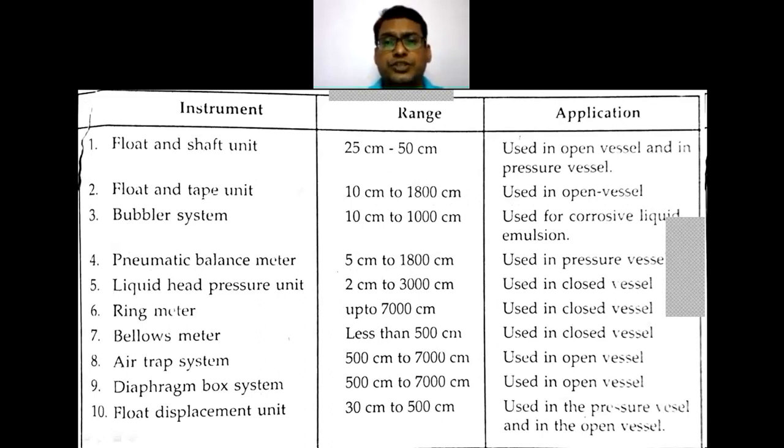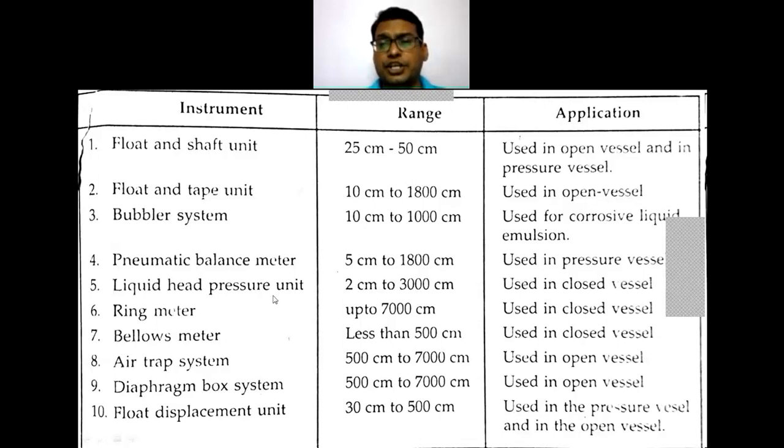Then the float and shaft unit is used in the range of 25 centimeters to 50 centimeters, suitable for open vessels and closed vessels, that is pressure vessels also. Then the float and tape unit type is used in open vessels as well as storage tanks. Then the bubbler system, which is most commonly used for corrosive liquid. Then pneumatic balance used in pressure vessels.